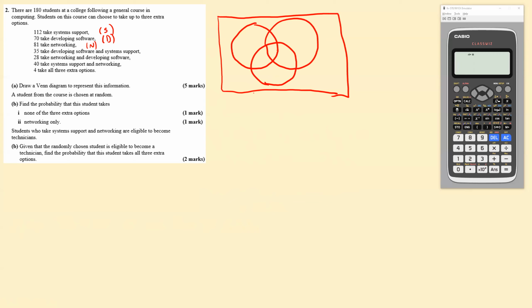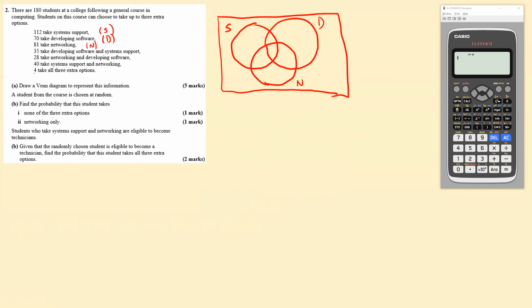Okay, so the big thing here is always start in the middle and work outwards. So if you know what's going on in the middle, you can then try and figure out the rest. So this is S, this is D, and this bottom one is networking. The overlap between D and S actually includes this middle. So that's why it's very, very important that you know what's in the actual middle itself. So that's going to be the first step here.